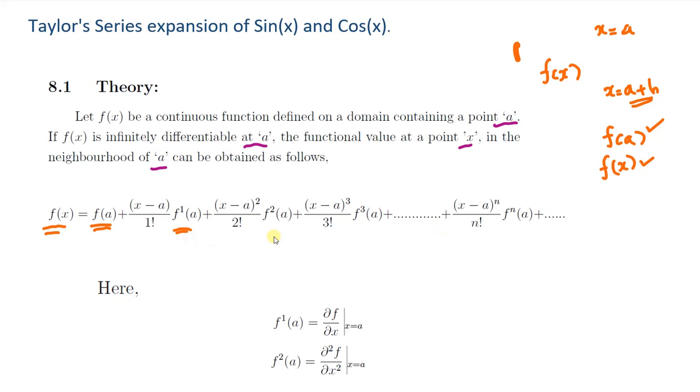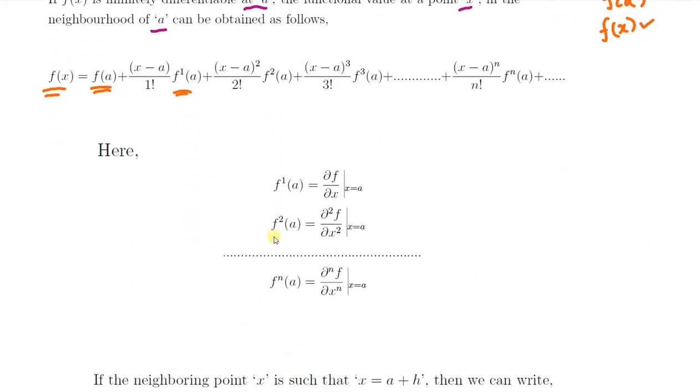Here f1 of a means dou f by dou x at x is equal to a. f2 of a means dou squared f by dou x squared at x is equal to a, etc. fn of a means dou n f by dou x n at x is equal to a, the nth derivative of the function at the point x is equal to a.